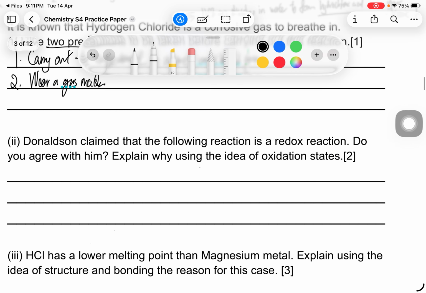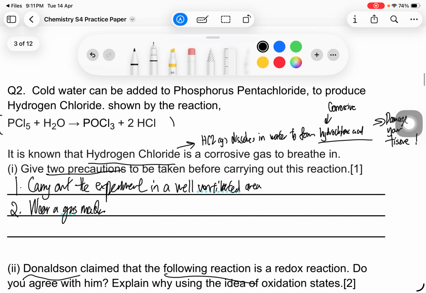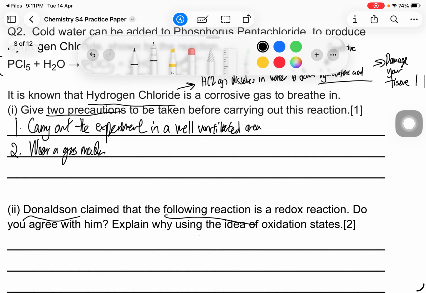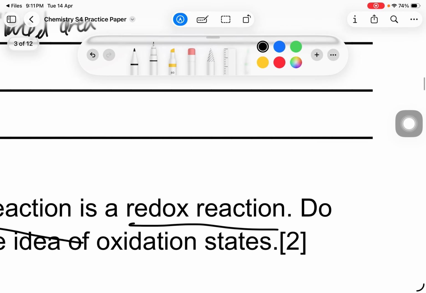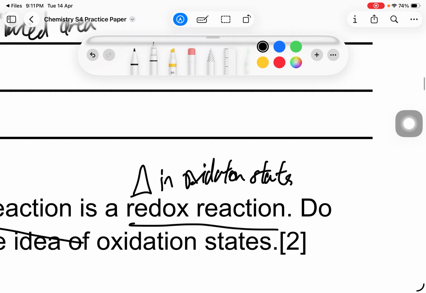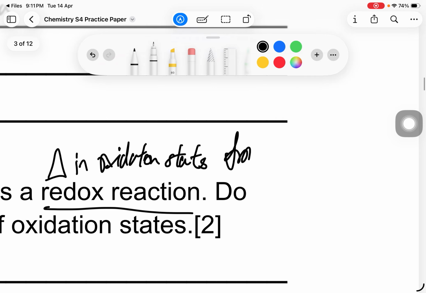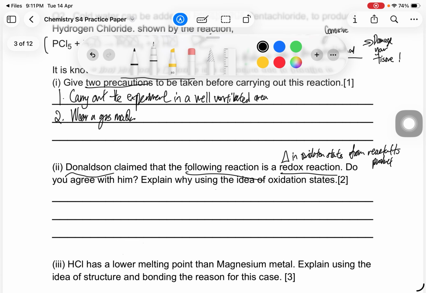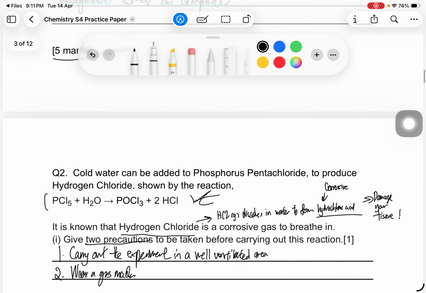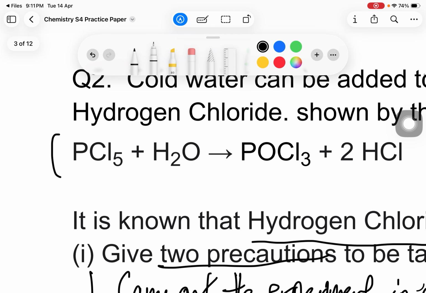So for the second part, we have Donaldson, who claimed that the following reaction, which is the reaction here, is a redox reaction. A redox reaction involves a change in oxidation states from reactant to product. So do you agree with him? Explain using the idea of oxidation states. So we must scrutinize this equation here.